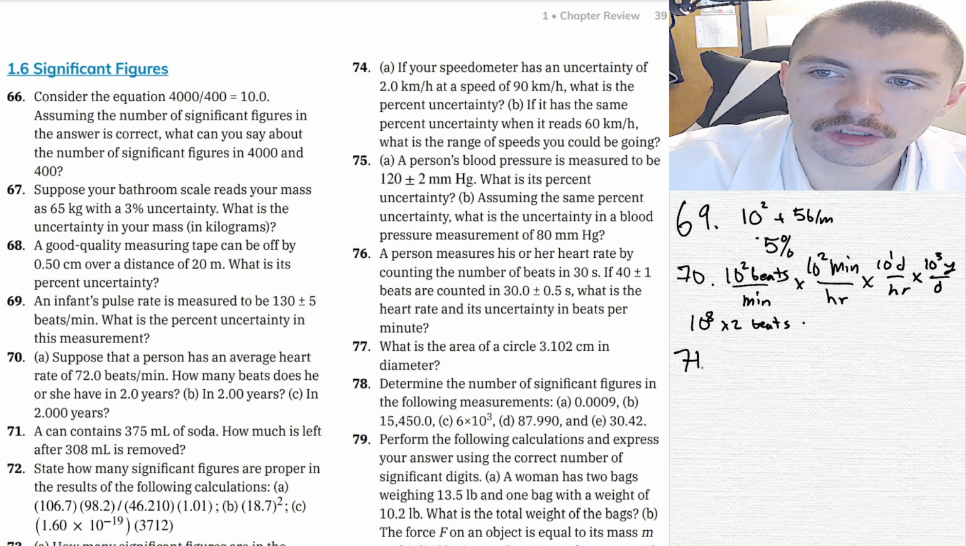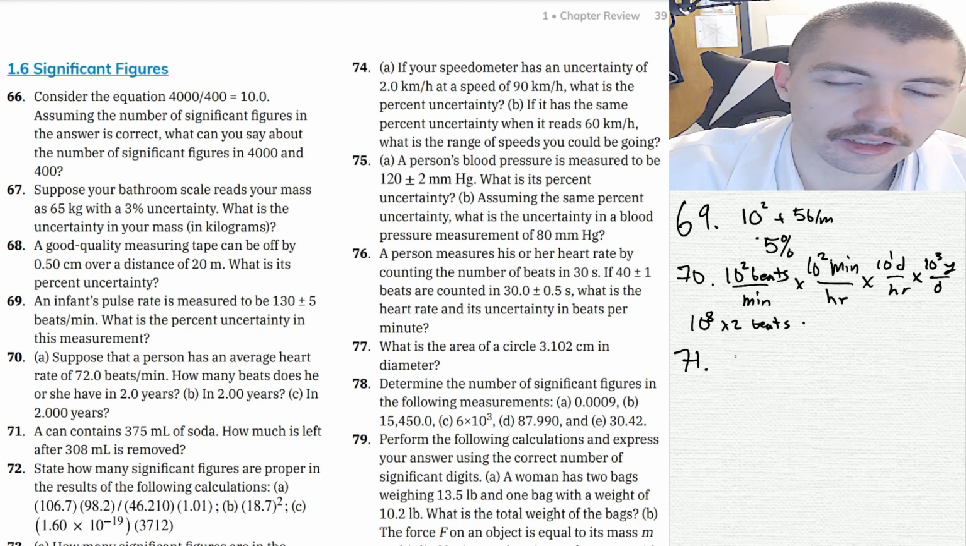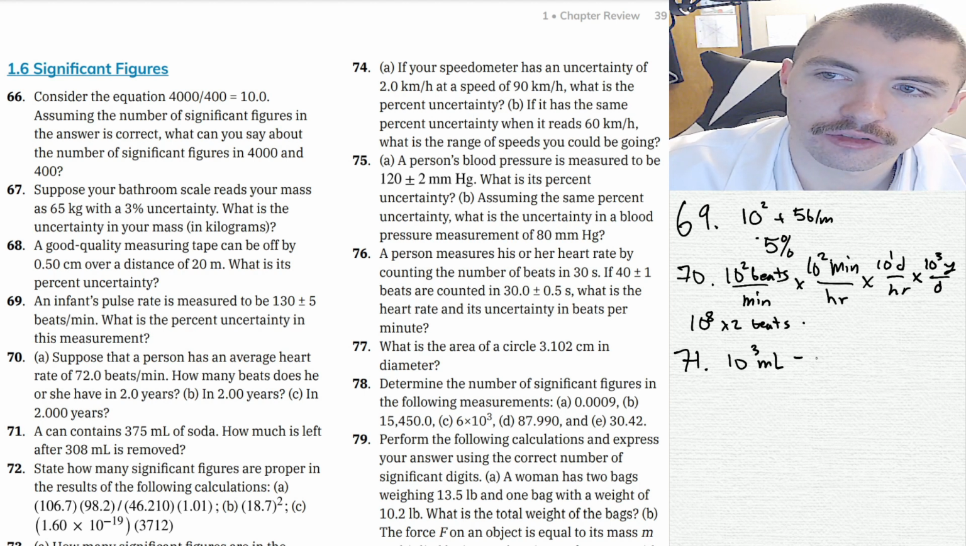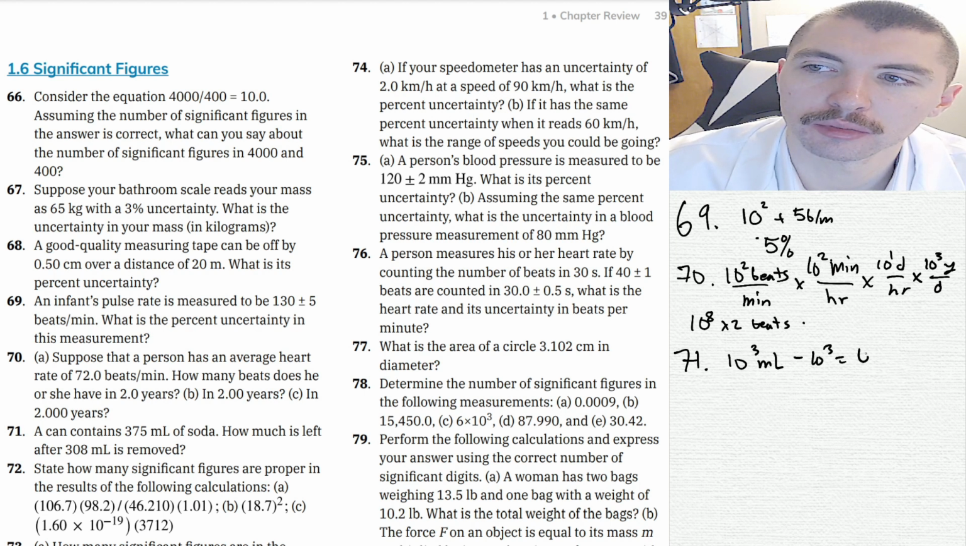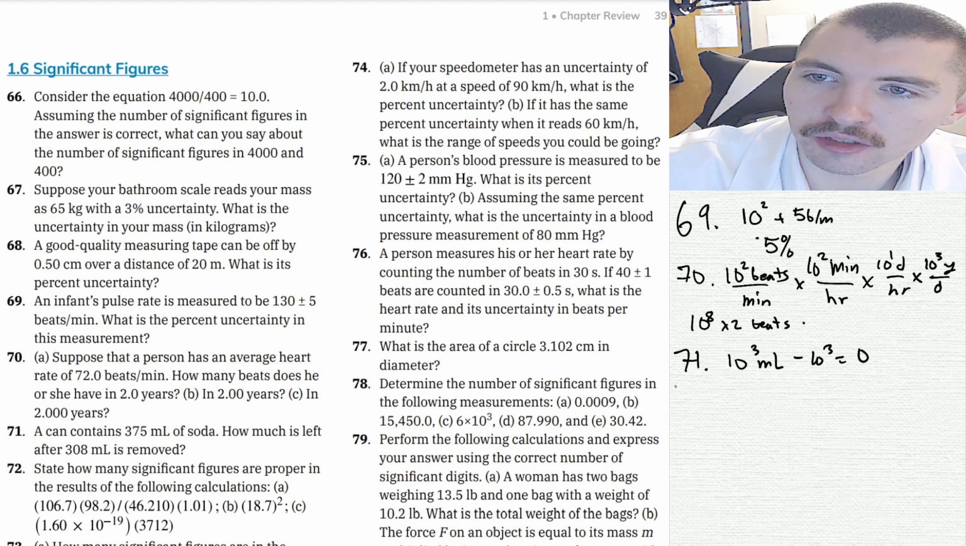Okay, 71. A can contains 10 to the 3 milliliters of soda. How much is left after 3 to 8? Okay, so that's 10 to the 3 minus 10 to the 3, which equals about 0. That's how much is left. So 72.